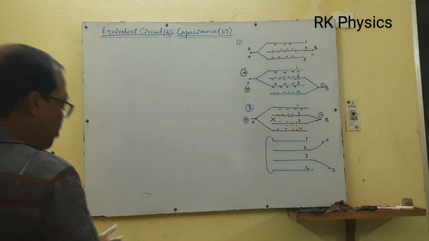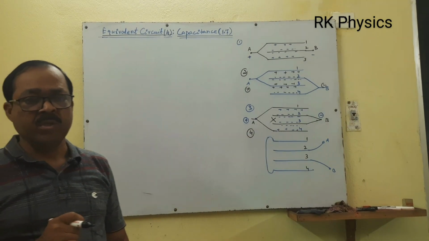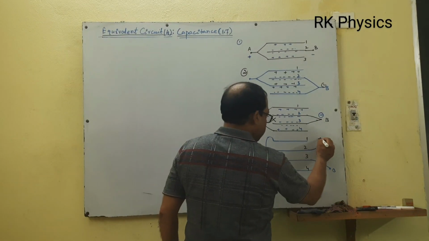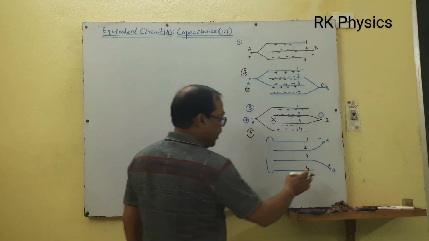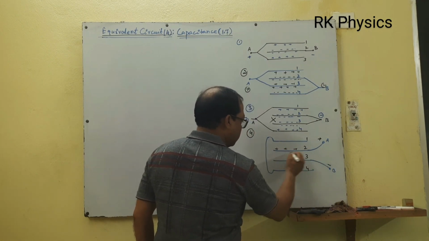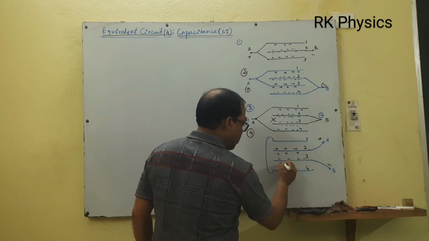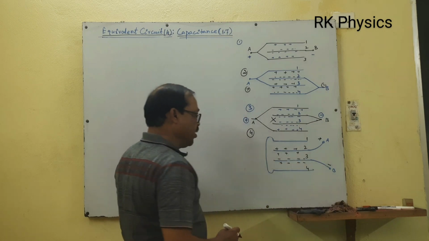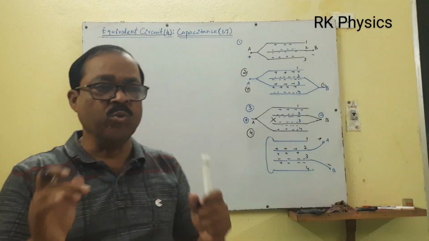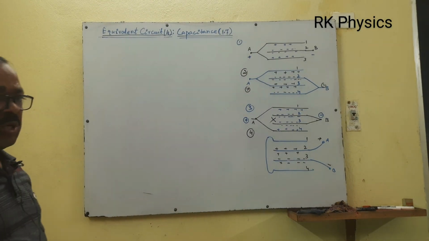Now, let us come to the fourth equivalent arrangement of the parallel plates. Assume A is positive, B is negative, whereas A plus means these are plus plus, and B minus means 3 is minus, 2 is plus, but 1 and 4 they are neutral. Okay, 1 and 4 they are neutral.